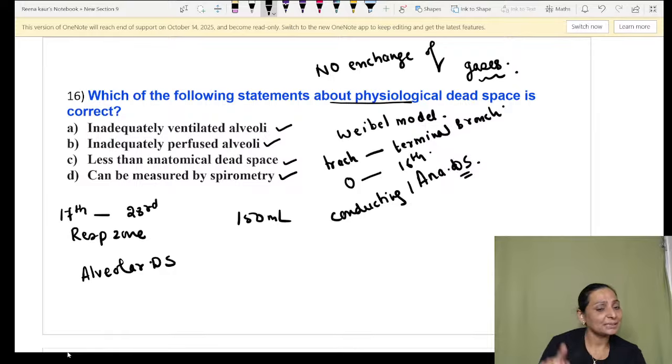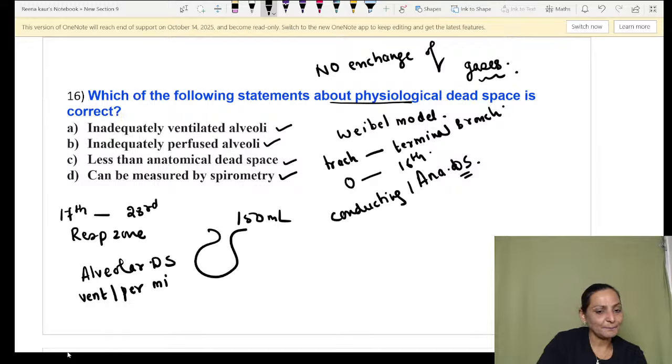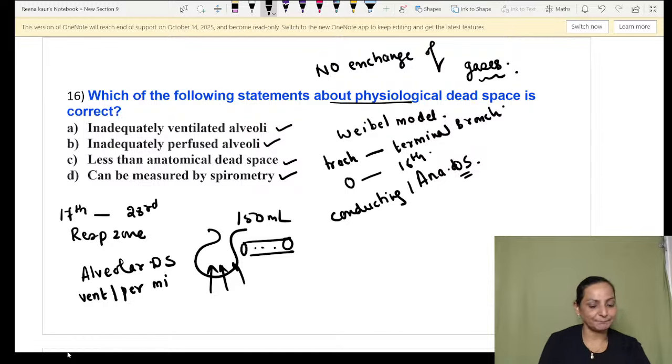Alveolar dead space तभी present रहेगा जब there is ventilation perfusion mismatch. That means alveoli which are either not ventilated, obstruction to airways, or the perfusion is affected. For example, embolism, है ना? तो ऐसी conditions में you're going to get alveolar dead space, जो कि pathological है और कभी नहीं मिलती है.